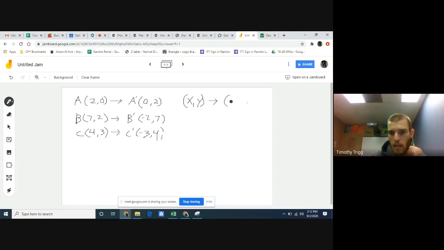So x, y will become y, x. And also, this one becomes negative when it switches. So that becomes negative. So this is for a rotation of 90 degrees. It goes from a point like x, y to negative y, x. I hope that at least sort of makes sense.